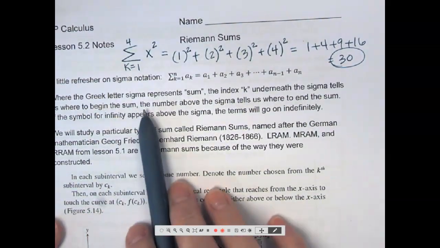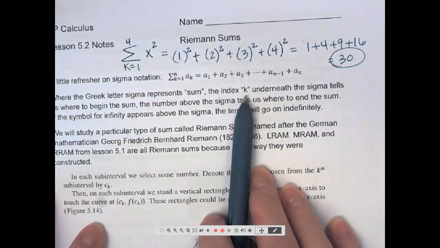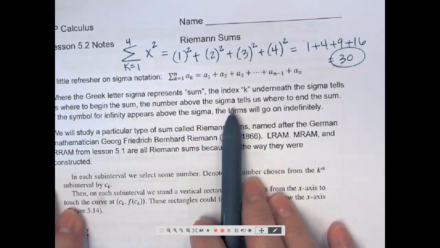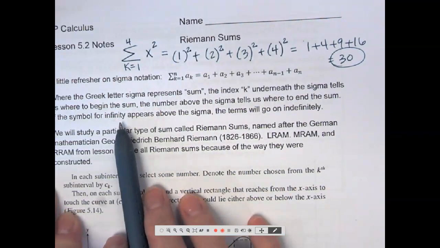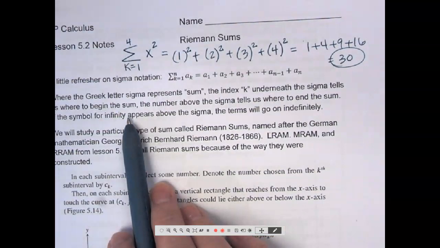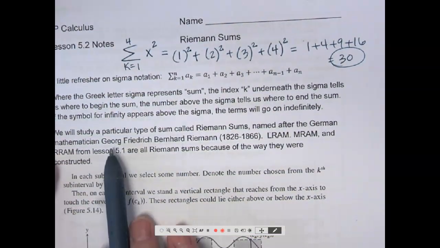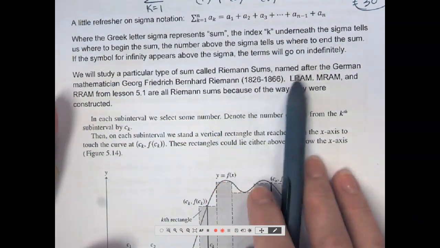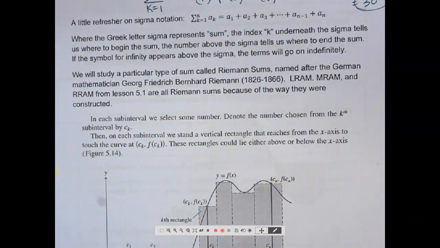Okay, so where the Greek letter sigma represents sum, the index k underneath tells us where to begin the sum, and the number above the sigma tells us where to end. Sometimes in math you will see an infinity at the top, and that just means that the sum is going to go on indefinitely. We'll study a particular type of sum called Riemann sums, named after the German mathematician George Friedrich Bernhard Riemann. Lived in the 1800s. Left ram, mid ram, and right ram are all Riemann sums.